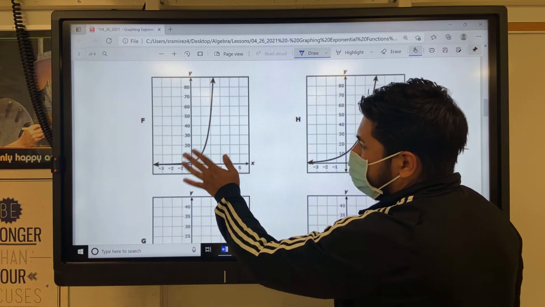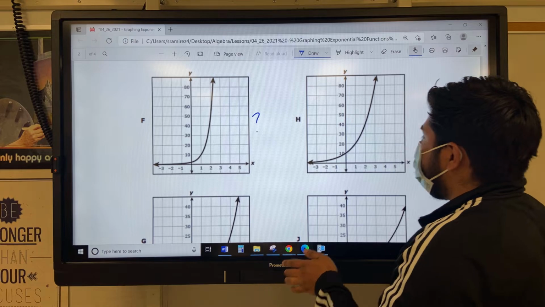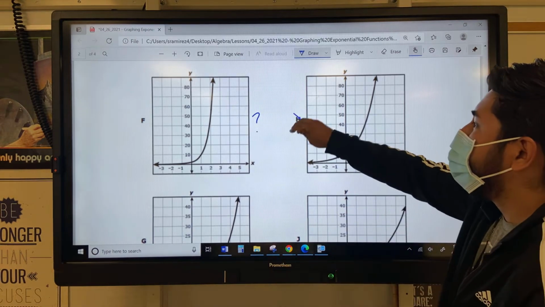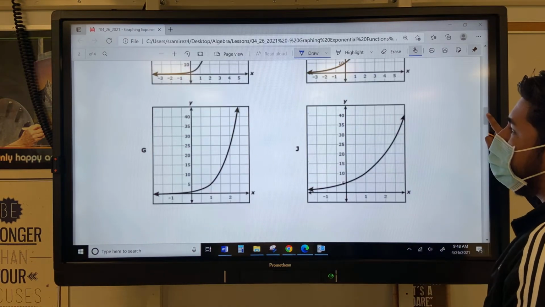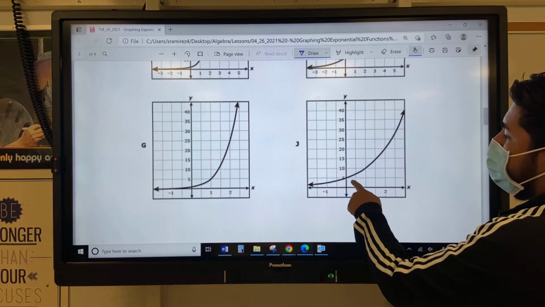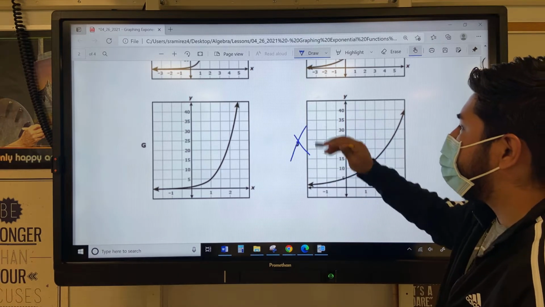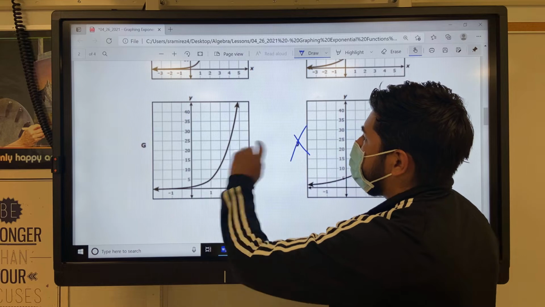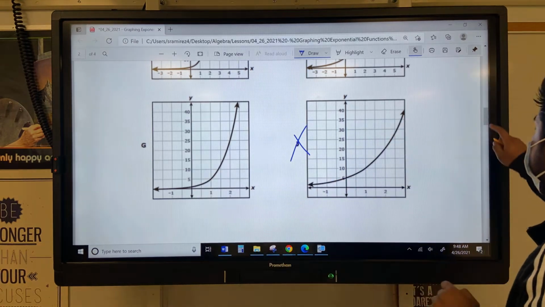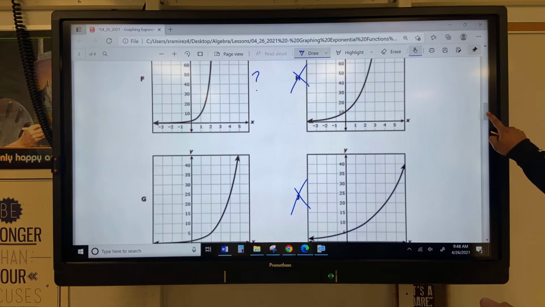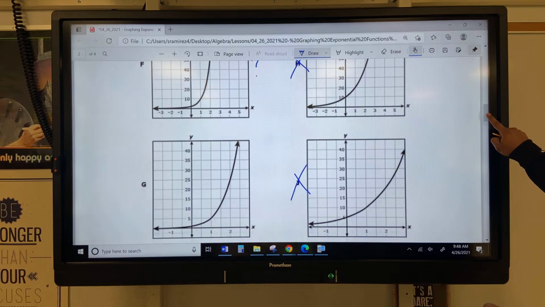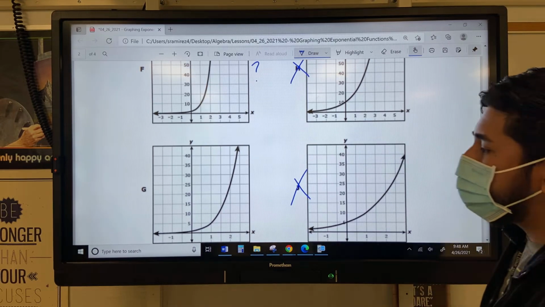Okay, that maybe looks like a 2, so I'll put a question mark. This went through 10. We're looking for something that went through 2. That's not right. Right here went through 5. That's not a 2, so that's not right. That's a possible number, possibly 2. So we got F and G. Let's look at some coordinates of F and G.